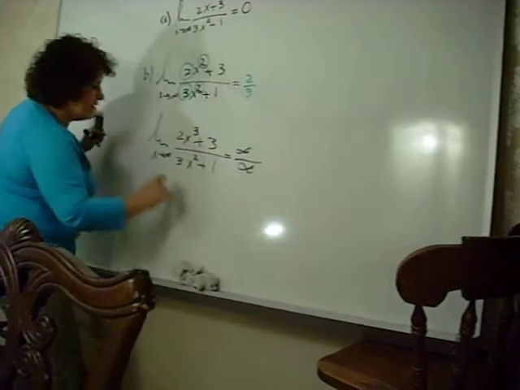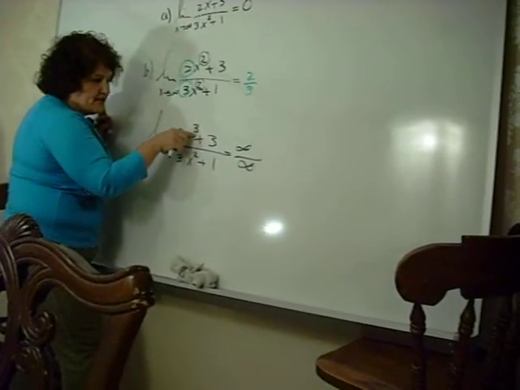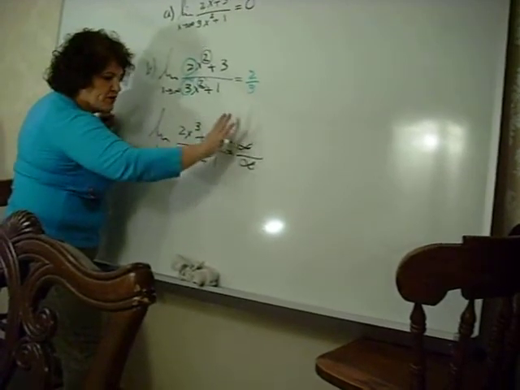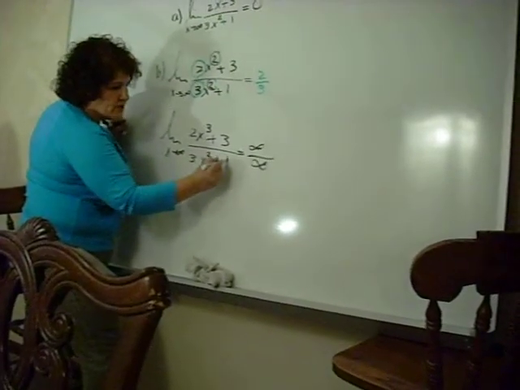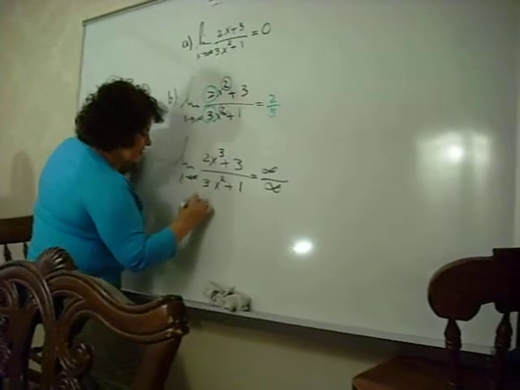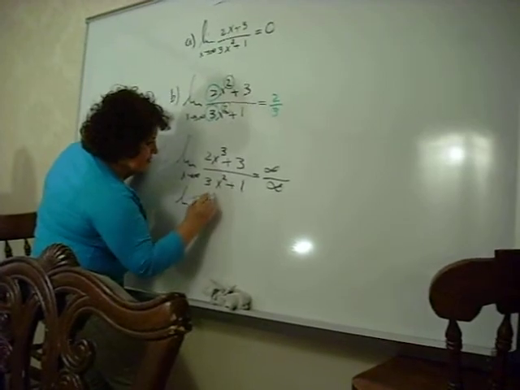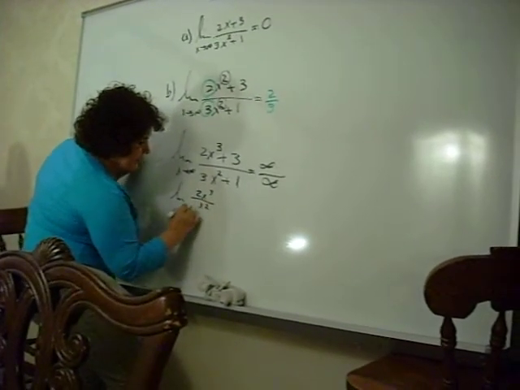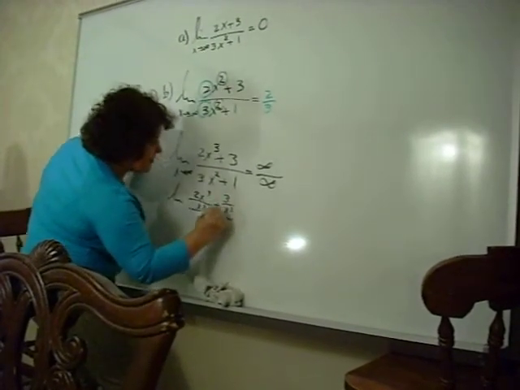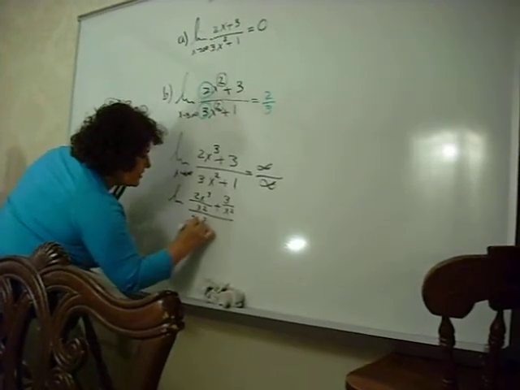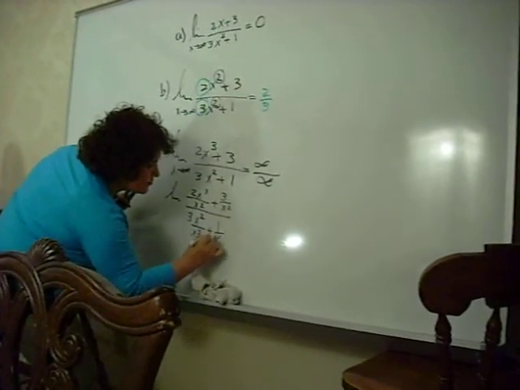So what are we going to do about it? Divide by the highest power of the denominator. We don't look at the numerator at all, because that's not our problem. We look at the bottom. The highest power of x in here is 2, so you divide by x squared. So the limit of 2x cubed, I'm sorry, divided by x squared, plus 3 over x squared, over 3x squared divided by x squared plus 1 divided by x squared.